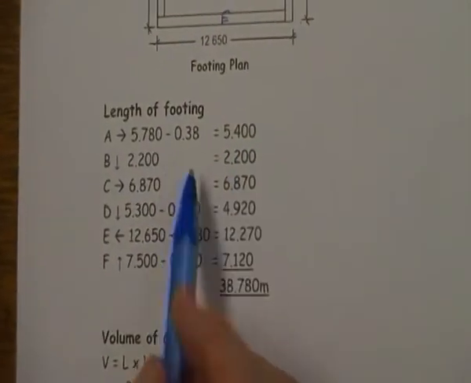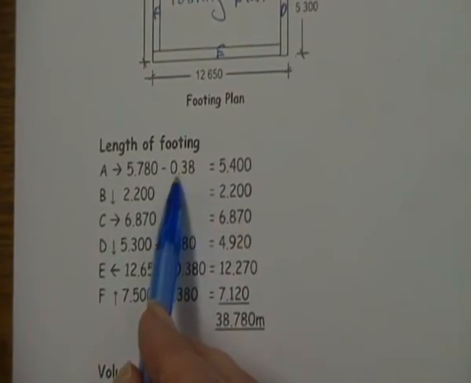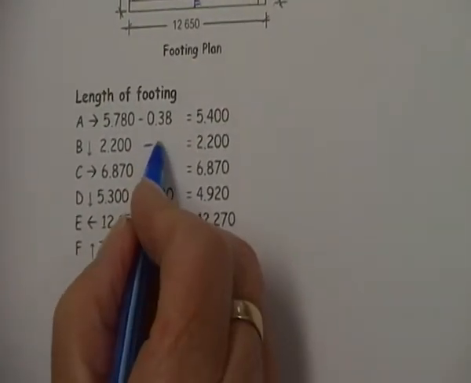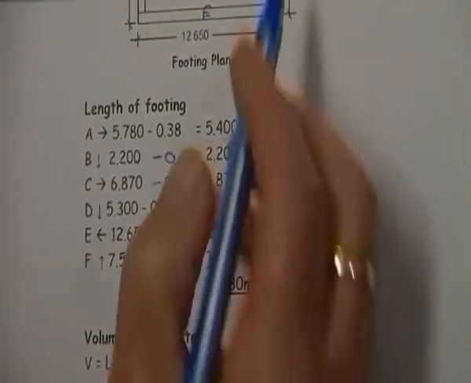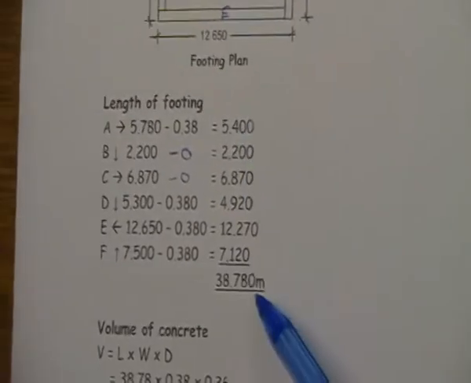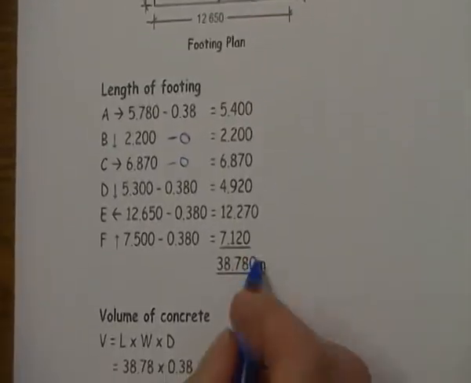And then we can do what we've always done. We minus the width of the footing of 380. So here again, this is minus 0 here and minus 0 because it's an internal corner. So we get our length, that's our length of the footing.